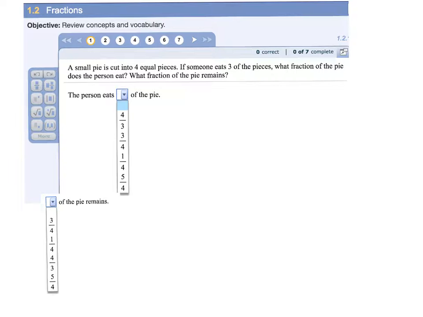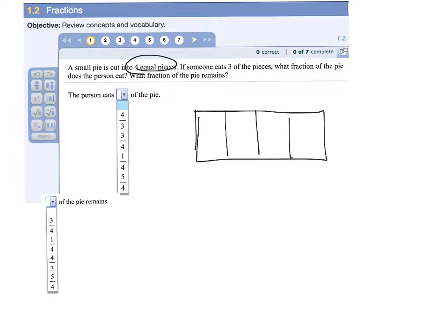So imagine you have a pie, and I'll just draw a nice, normal, boring rectangle. I guess pie normally is round, but whatever. And it's cut into 4 equal pieces. So, all right, 1, 2, 3, 4. There's our 4 equal pieces. So that means each one of these is a fourth, because we've cut them into 4 equal-sized pieces.